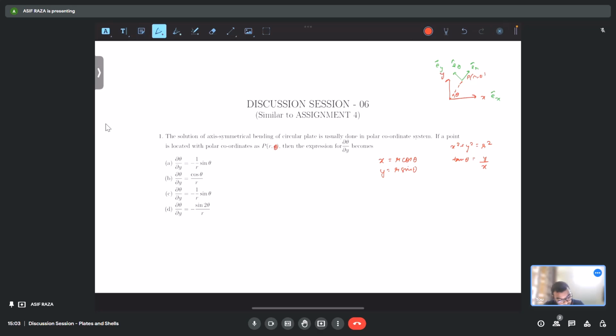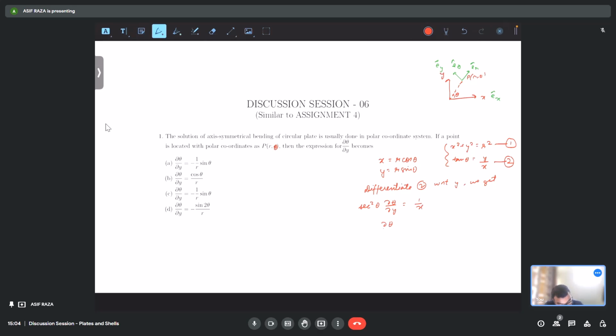Let's do it. So we have x square plus y square equal to r square and tan theta equal to y by x. So use this equation, differentiate with respect to y. We get sec square theta times dou theta by dou y equal to 1 by x, right?